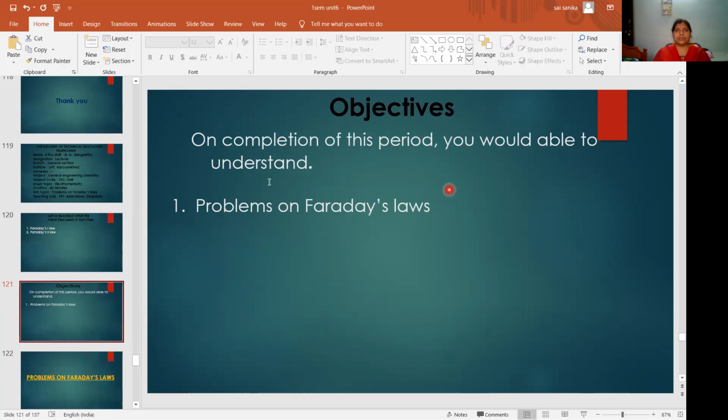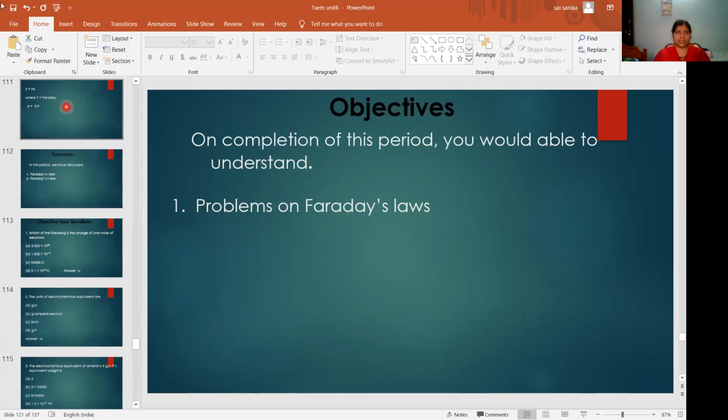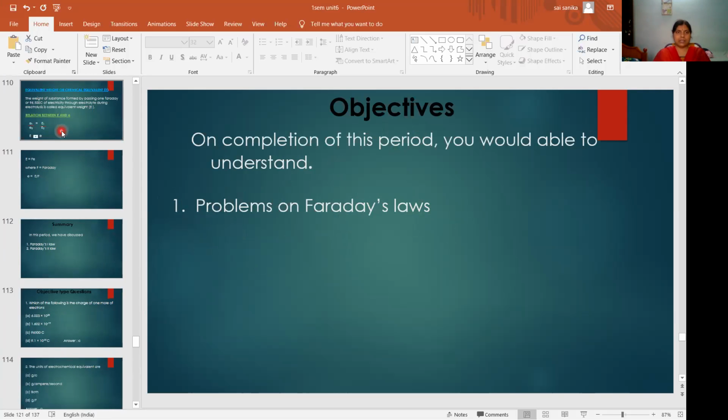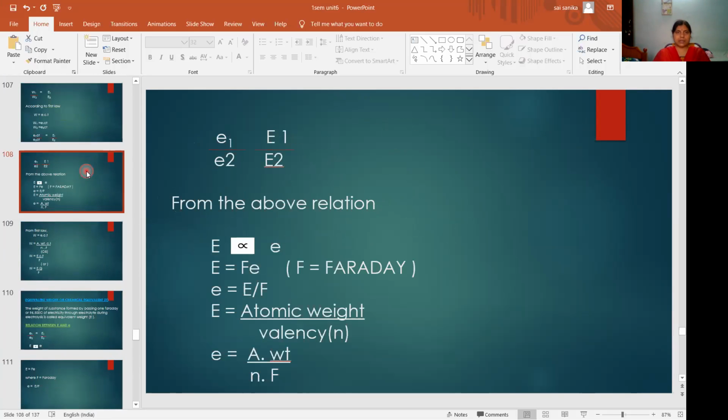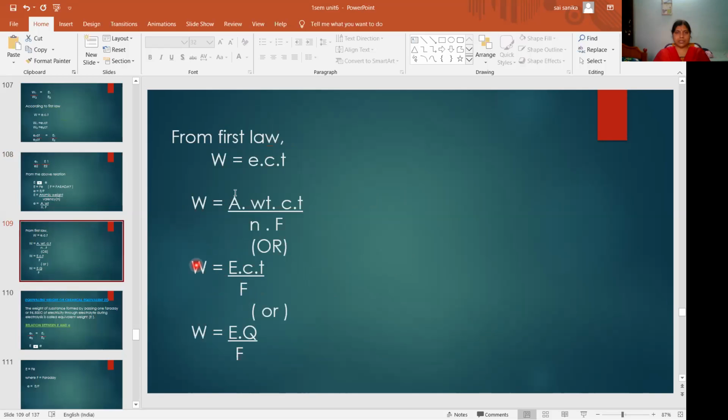So if you want to solve the problems, you should know the formula based on the first law and second law. What is the formula based on the first law? W is equal to ECT. And then this is the formula for the second law. Three formulas are given here.